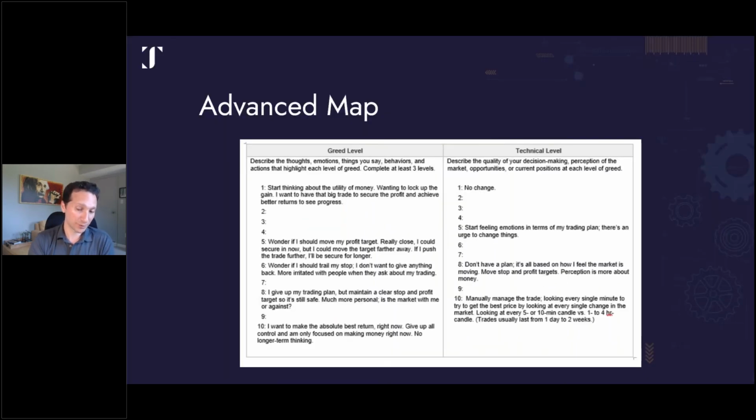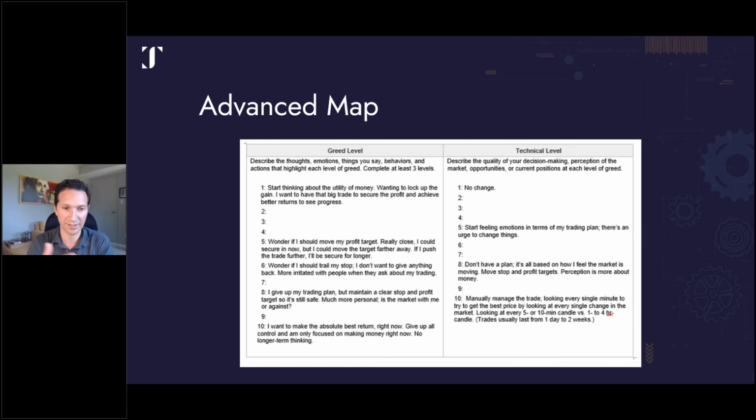And if you want to get really in depth, this is what you can turn it into. You can take the mapping that I described earlier and turn it into a scale. What you see here on the one side is the greed level, right? This is the emotions, and on the other side, you've got the technical side, right? And we're scaling this. So level 1 would be the smallest amount of greed, and level 10 would be the biggest amount of greed, right? And so it's scaled in between.